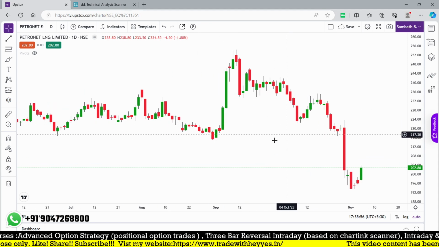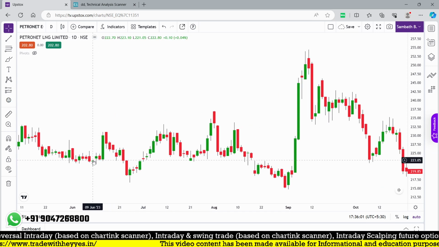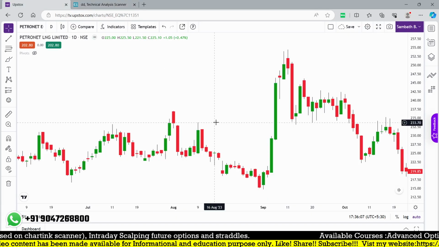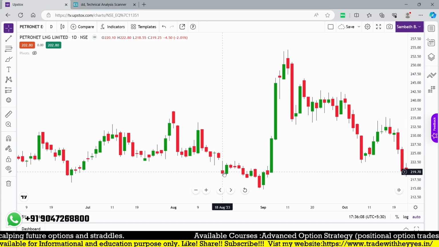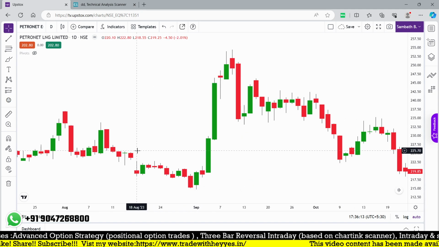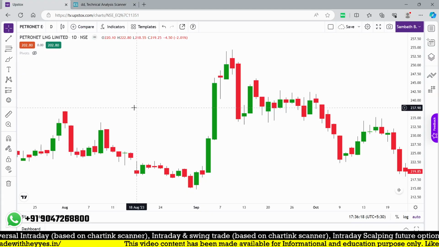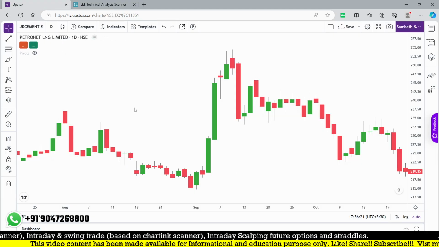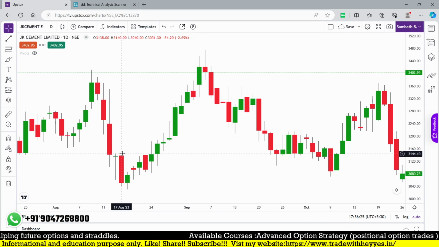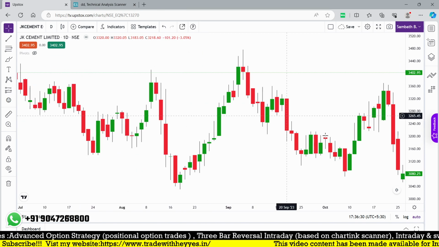Petronet and JK Cement, 16th of August. It's about August 16.8, but the market doesn't cross over that level, so maybe no opportunity. And the second one is JK Cement. Is there any opportunity on 16th August? Yes, it crossed sometime later, around the 24th. From that, it is giving you such a good swing.